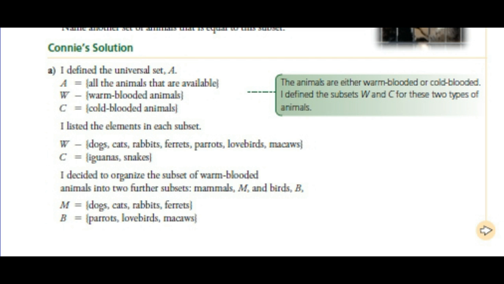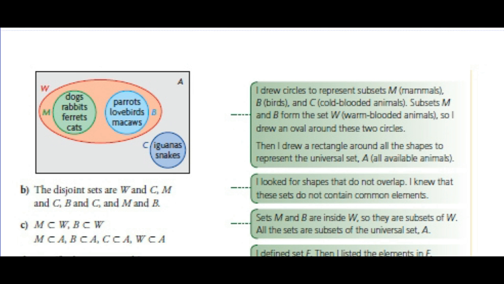Right? So again, we can split a set into subsets, but that means that M and B must be inside W. So if we're going to do a circle for W, we have to put M and B as separate circles, right? There's no overlap. As separate circles inside the circle W. Okay, and there they are. So here's W, this is the warm-blooded animals. Here's M, this is mammals. Here's B for birds. And here's C for the cold-blooded animals, which are the iguanas and the snakes.